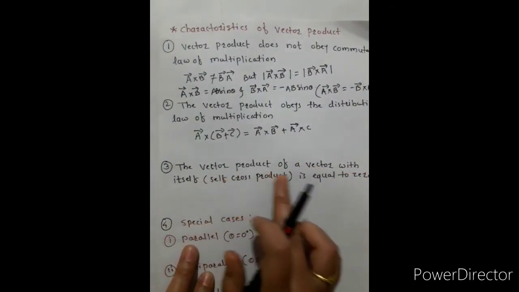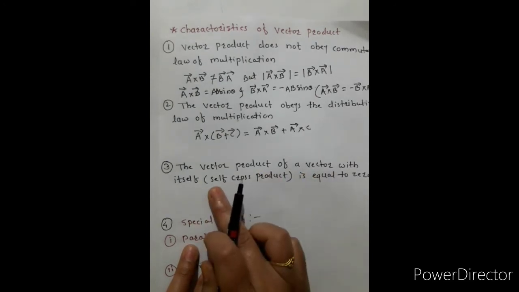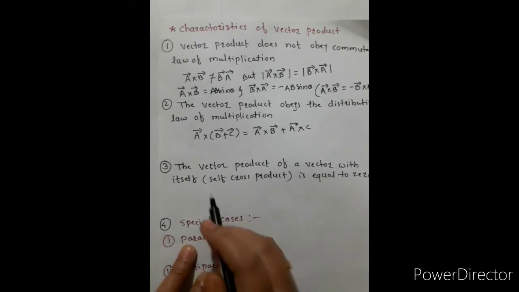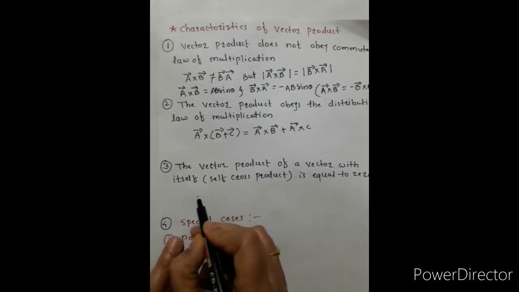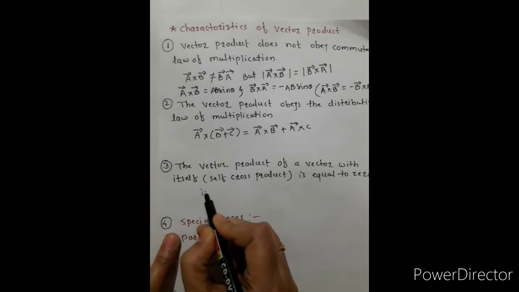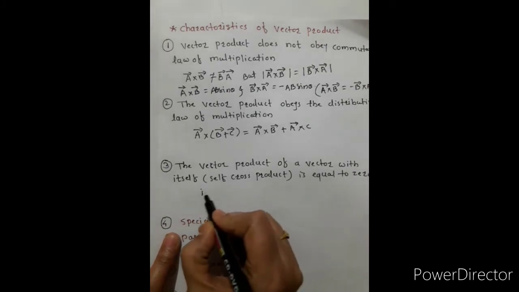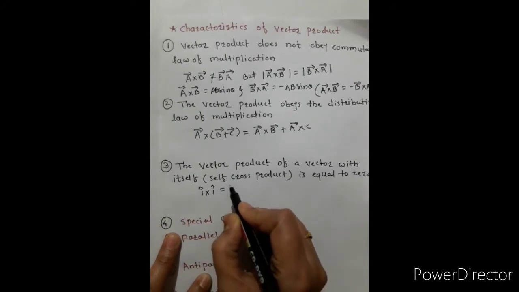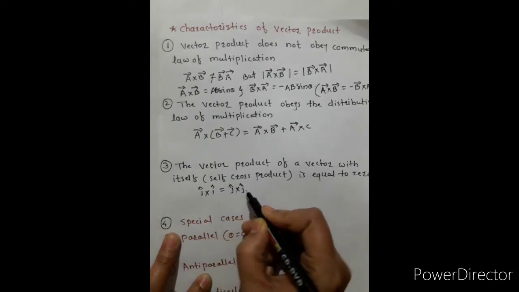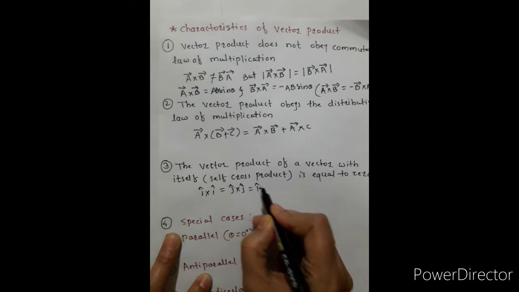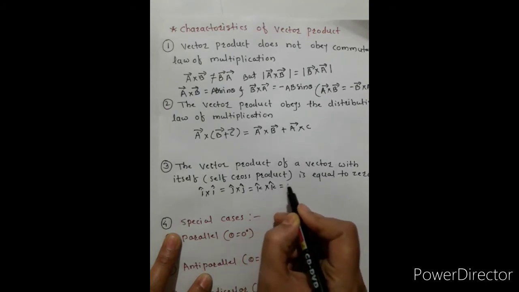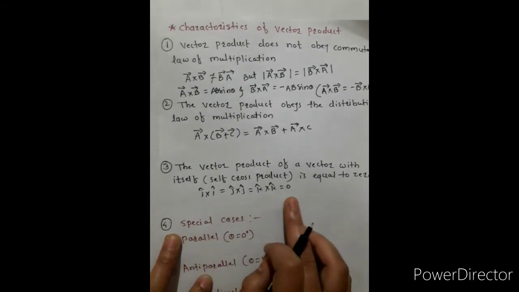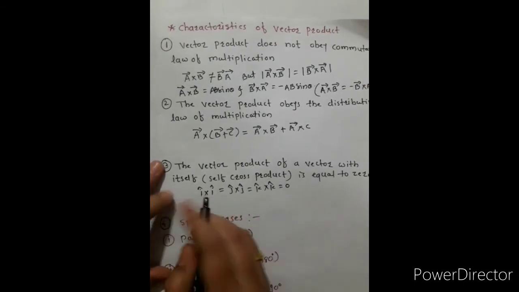The vector product of a vector with itself, that is the self cross product, is equal to 0. If we consider two same unit vectors, that is I cross I is equal to J cross J is equal to K cross K is equal to 0. It means the vector product of a vector with itself is equal to 0.